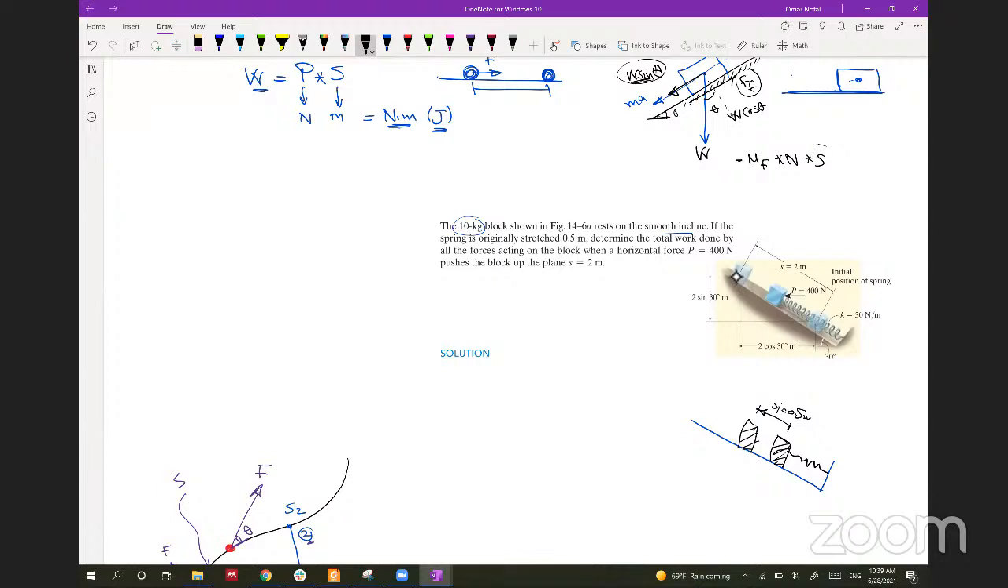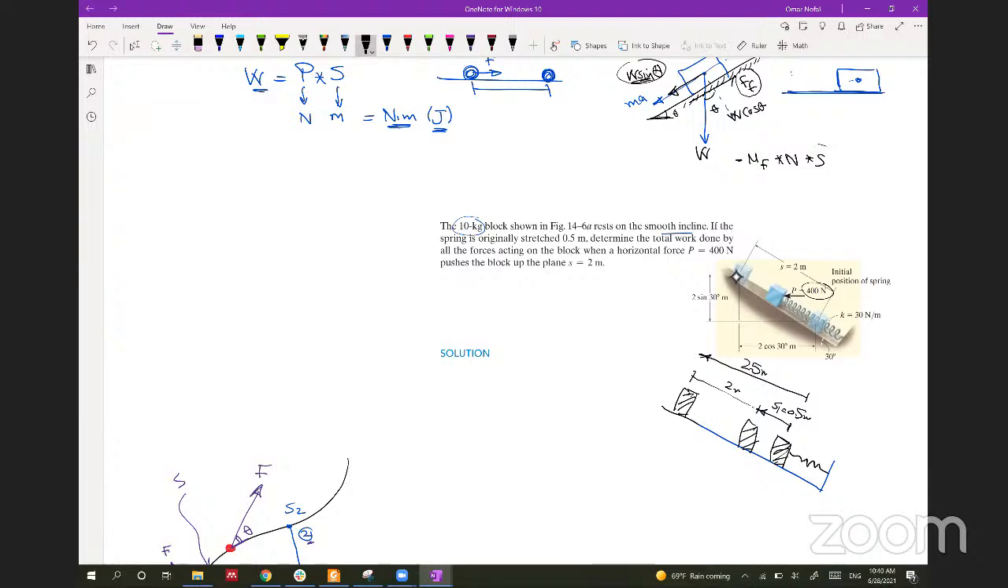Determine the total work done by all forces acting on the block when the horizontal force equals 400 Newton. It's a constant force that pushes the block up the plane, S equals 2 meters. So the body moved 2 meters from here. From the unstretched length, it will be 2.5 meters, and your body came here. So this is how the body moved.